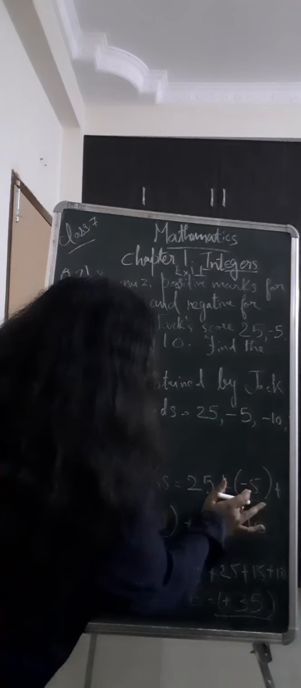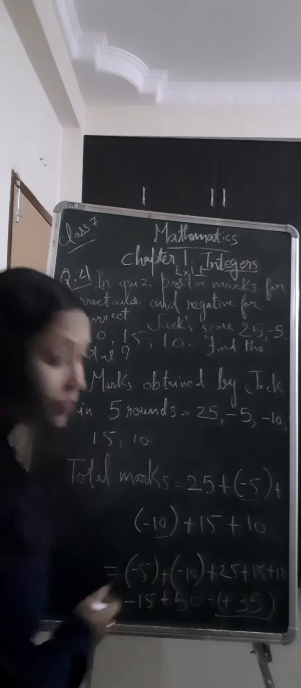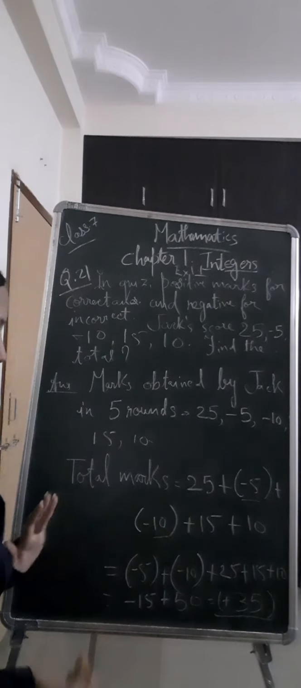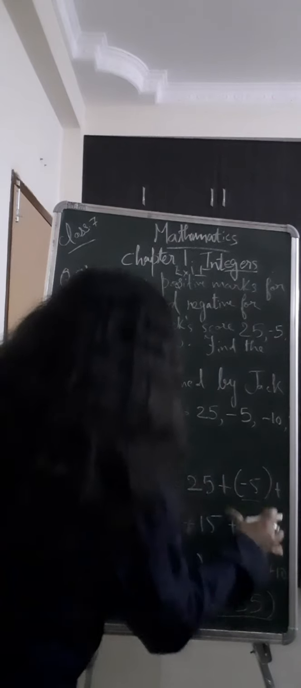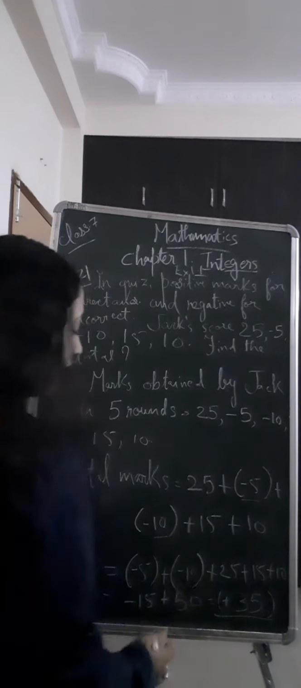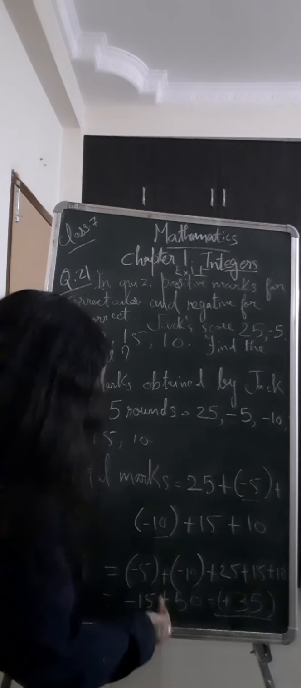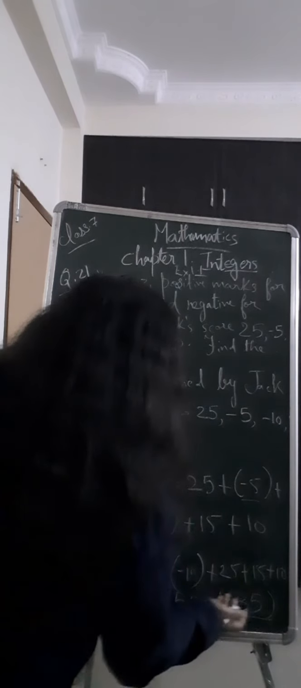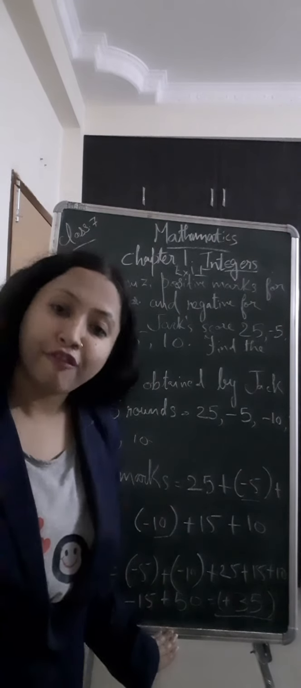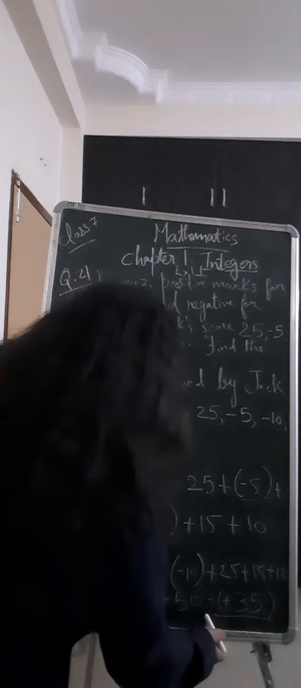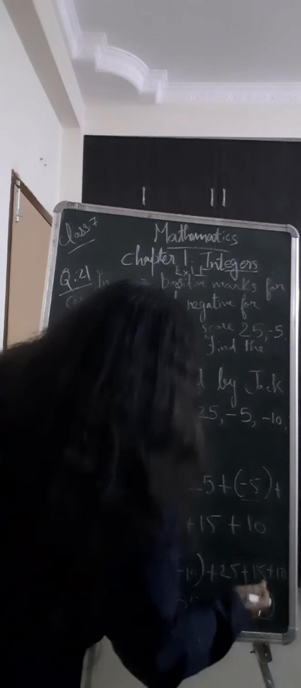So children, first of all, these two negative numbers we will write down together. Okay, so it will simplify our calculation. So first the 2 negative numbers we have written together, and all the 3 positive numbers together. First the negative numbers are to be added up, so we will get minus 15, and the positive numbers 25 plus 15 plus 10 will give us positive 50. Now positive 50 and minus 15 will give us positive 35.